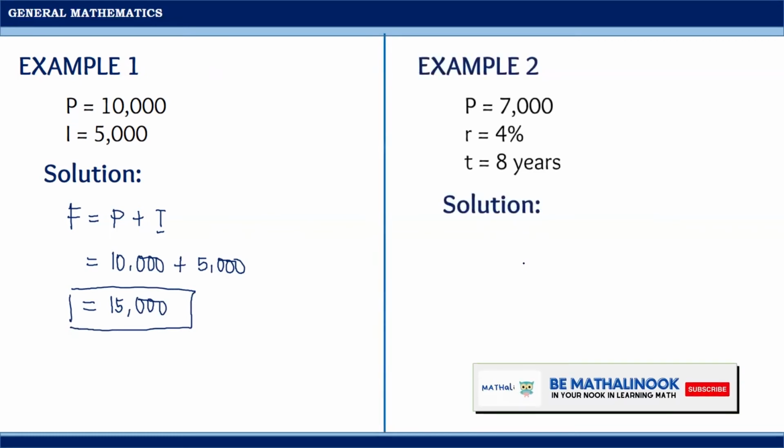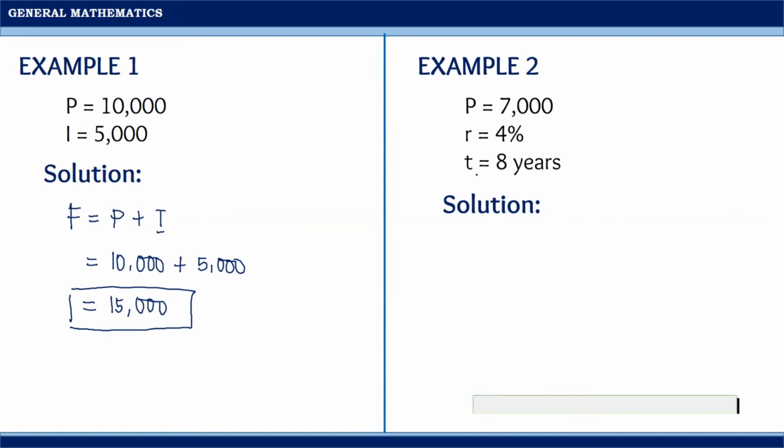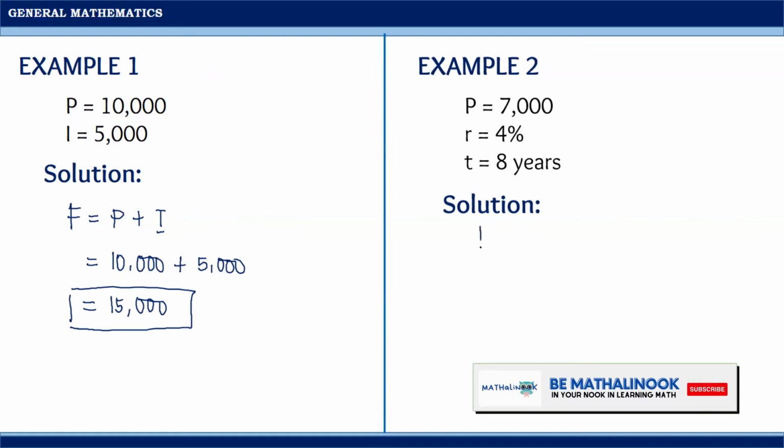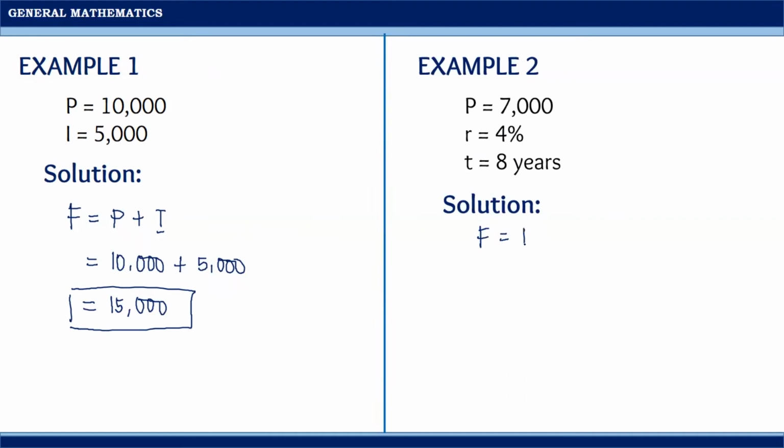On the other hand, suppose you were given the principal, the rate, and the time. In solving for the future value, we will be using the second formula, which is F equals P times 1 plus RT. Substituting these values to our formula, we will have 7,000 times 1 plus 0.04 times 8.